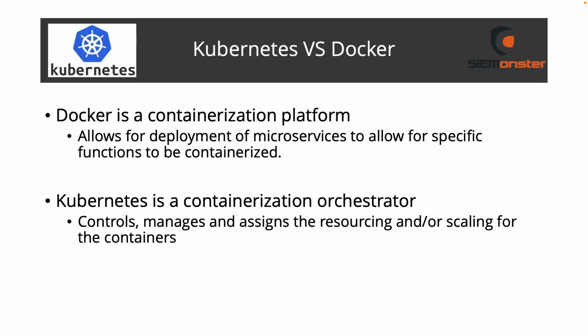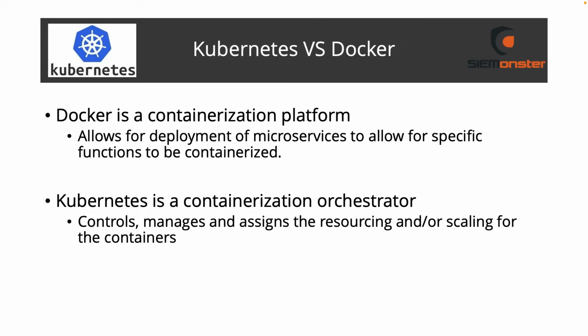To understand the differences between Docker and Kubernetes, one has to look at the purpose that they were created for. Docker is in itself a containerization platform. It is intended to create singular containers to provide microservices for specific functions or needs. Kubernetes, on the other hand, is a containerization orchestrator which controls, manages, and assigns resourcing and or scaling for the containers. So you would use Kubernetes to increase the number of containers you have providing a specific function, which you could then put behind a load balancer to provide a much higher throughput capable service.